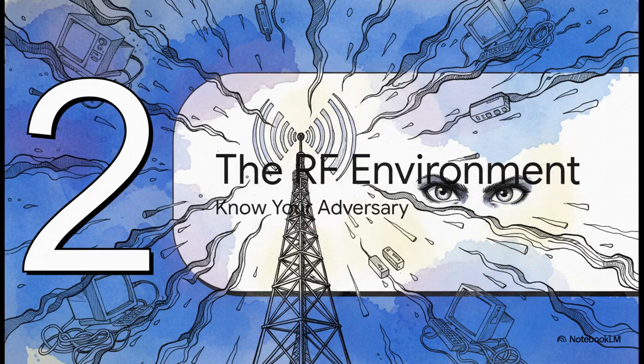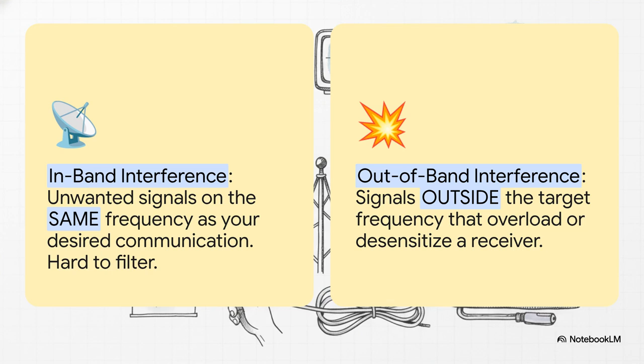Okay, so with that in mind, let's talk about the adversary. Because to beat RFI, you have to know it inside and out. And that always starts with understanding the environment. We started with the 2 big categories, right? You've got in-band interference. That's the intruder that's hiding on the exact same channel as you, which makes it a real pain to filter out. And then you have out-of-band. Think of it like a super loud neighbor. They're not on your channel, but they're shouting so loud that your receiver gets totally overwhelmed and basically goes deaf. Just figuring out which of these 2 you're facing is a huge first step.